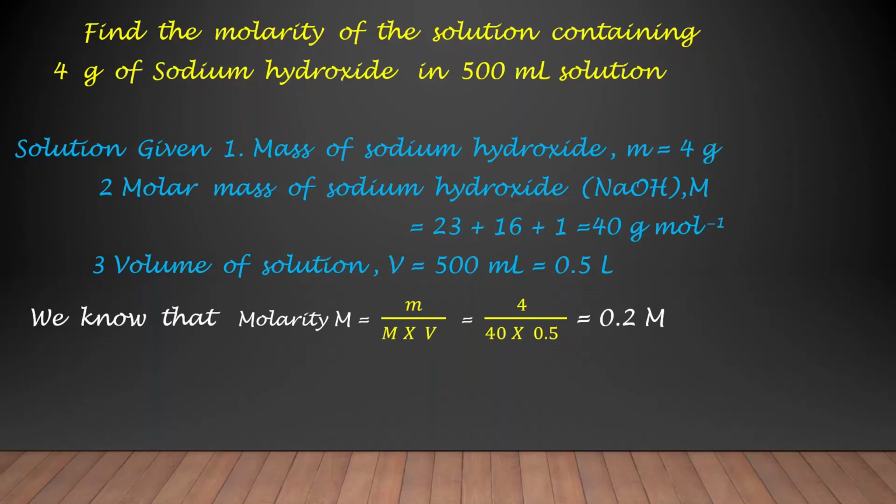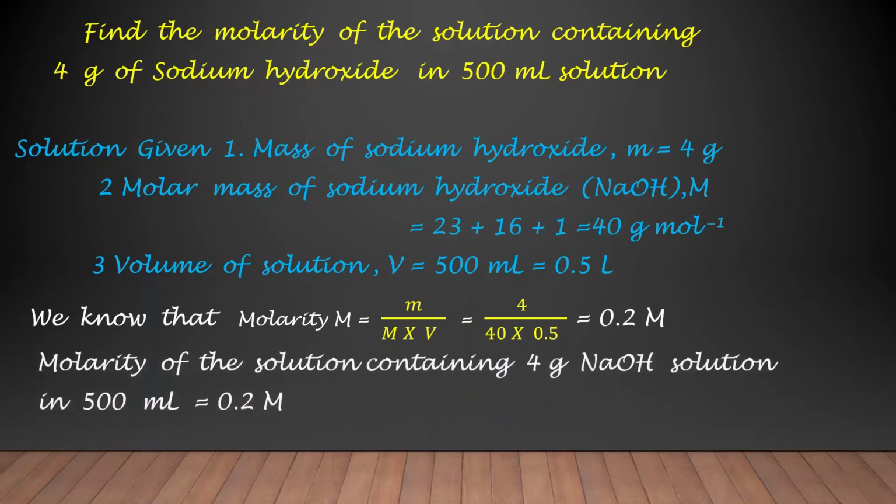If we substitute all these, we will get 4 divided by 40 into 0.5, that is equal to 0.2 M. Okay, dear friends, so the molarity of the solution containing 4 gram of sodium hydroxide in 500 ml is equal to 0.2 M. Okay, so in this way we have to calculate the molarity of the solution when the mass of the solute is given and the volume of the solution is given.